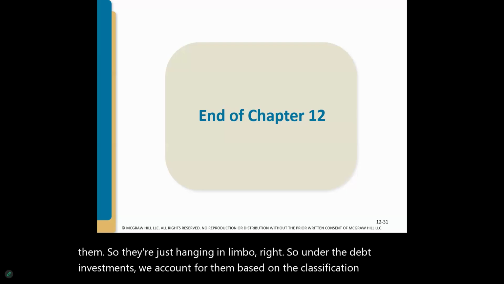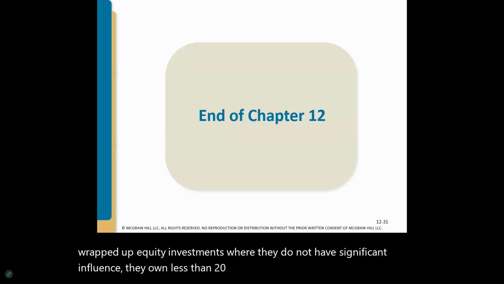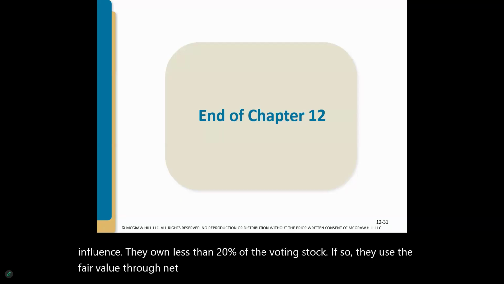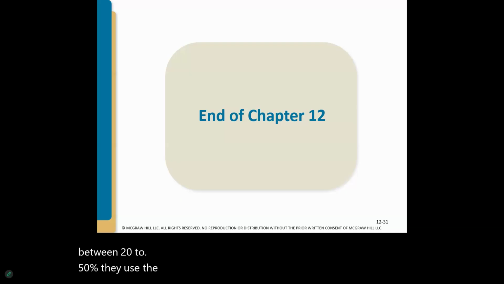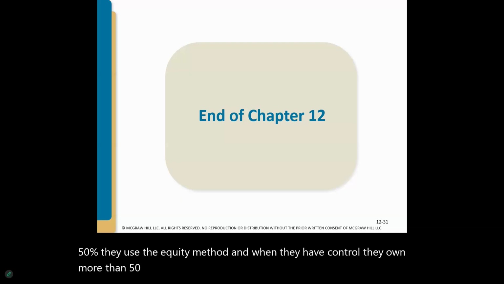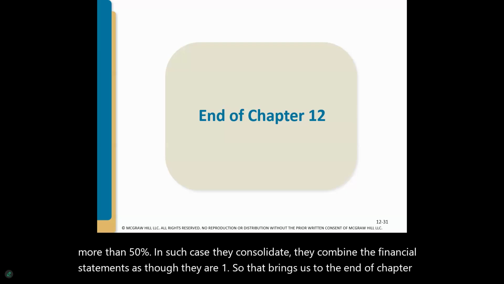And we just wrapped up equity investments, where they do not have significant influence. They own less than 20% of the voting stock. If so, they use the fair value through net income option. When they have significant influence, between 20 to 50%, they use the equity method. And when they have control, they own more than 50%. In such case, they consolidate, they combine the financial statements as though they are one. So that brings us to the end of chapter 12, investments.